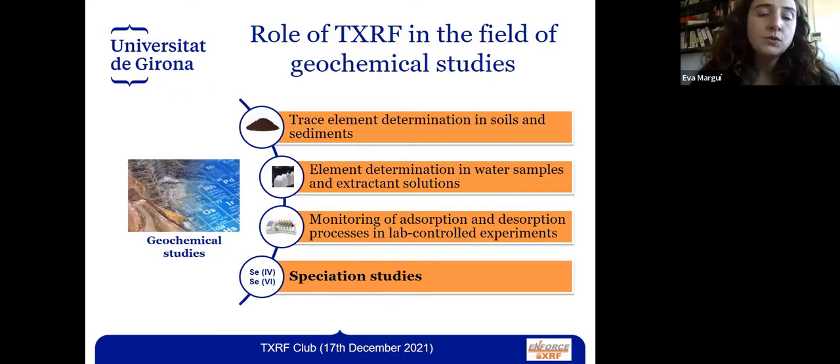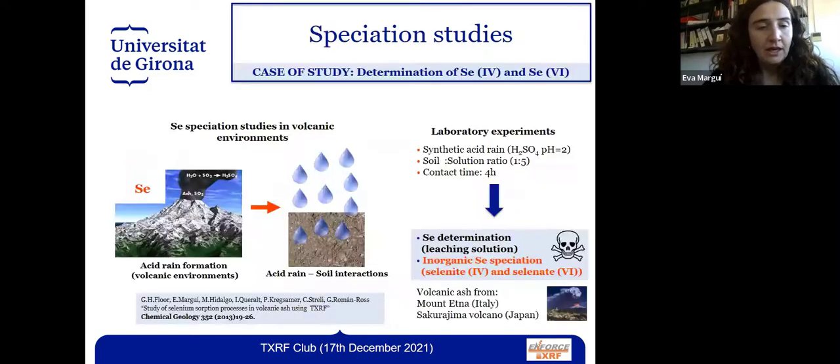And finally, only to say that TXRF can also be useful in the case of speciation studies. Coming back to selenium, in addition to evaluating the total concentration of selenium in the extracts, sometimes it is important also to specifically determine the inorganic species of selenium, in this case selenium-4 and selenium-6, because they present different toxicity.